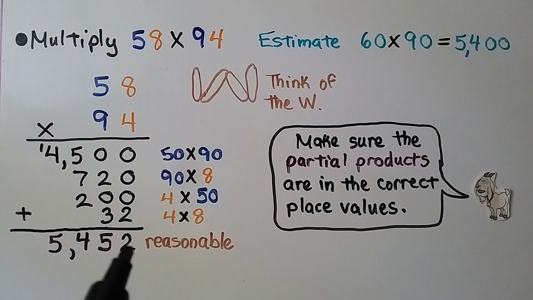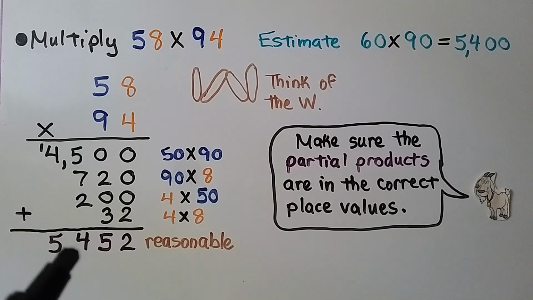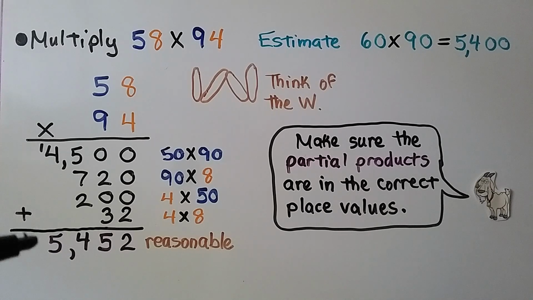We have a 2 in the ones place, a 5 in the tens place. We have 7, 8, 9, and 5 more is 14. We regroup the 1, put the 4 down. 4 and 1 is 5. We have 5,452. And look, our estimate was 5,400. Just make sure that the partial products are in the correct place values. Otherwise, when we go to add the partial products, we're going to have an addition error.